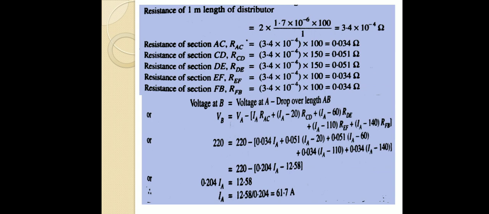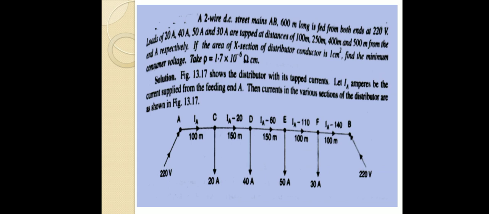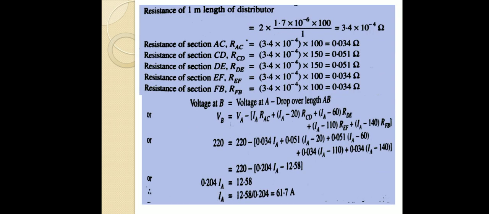Here we are calculating the resistance in each section, that is RAC section, RCD section, RDE section, REF section and RFB section. That means resistance into the distance. What is the distance of the AC section? That is 100 meters. So RAC is 3.4 into 10 to the power minus 4 into 100, which gives 0.034 ohms. Like that we calculate the resistance up to RFB.